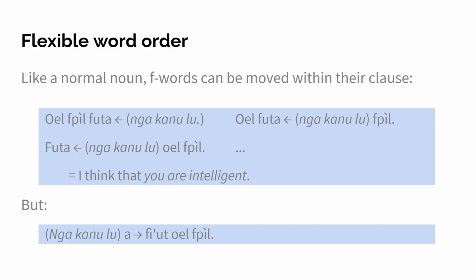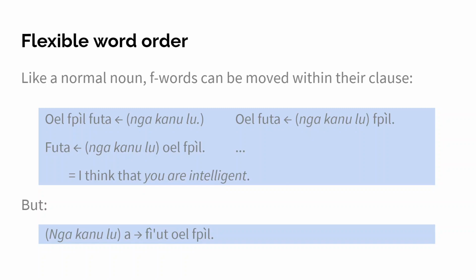Let's look at flexible word order. Flexible word order should be familiar to you at this point, so we can switch around a lot in the natvi language, and we can actually do the same with F words. Like a normal noun, F words can be moved within their clause. So you see, basically the main clause here is well bil futa, and the futa can be moved anywhere within that clause. So I can also say well futa ngakanulu fbil, or futa ngakanulu well fbil. And both still mean the same. I think that you are intelligent.